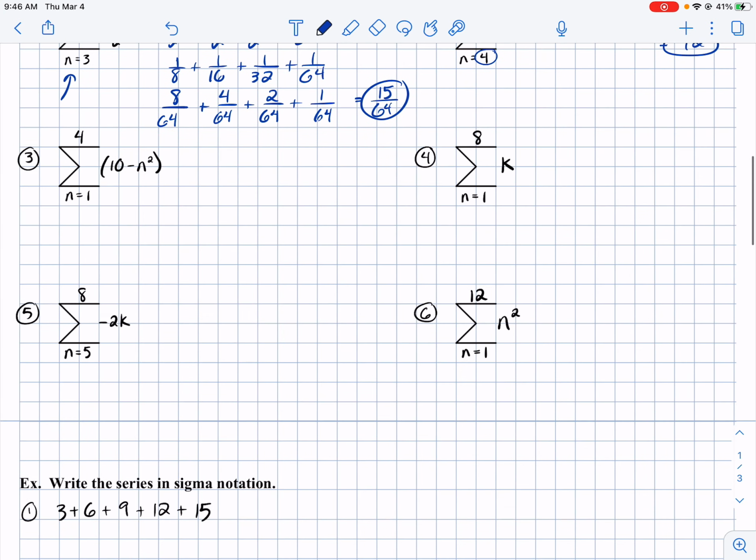So maybe let's just make a little note down here at the bottom that the number of terms in a series is the upper limit minus the lower limit plus 1.